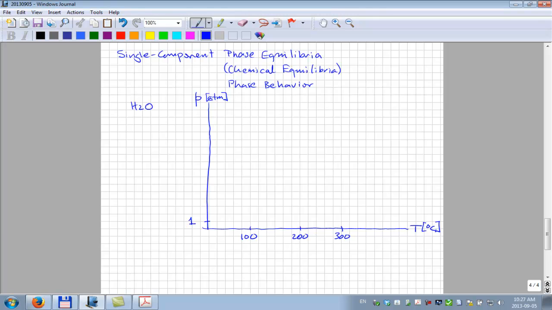Now, at 100 degrees C and 1 atmosphere, what happens with water? Water boils. Liquid water boils into steam. Another way of saying it is that if you have a bunch of steam, the steam could start condensing into liquid water. That's not usually how we get to the liquid water.